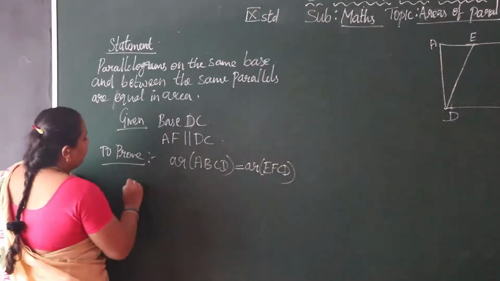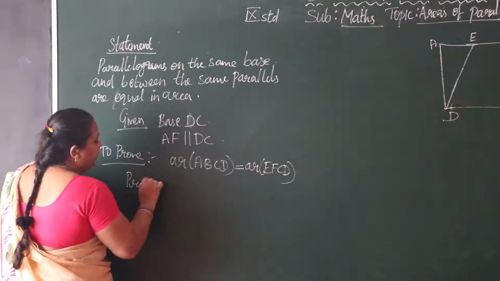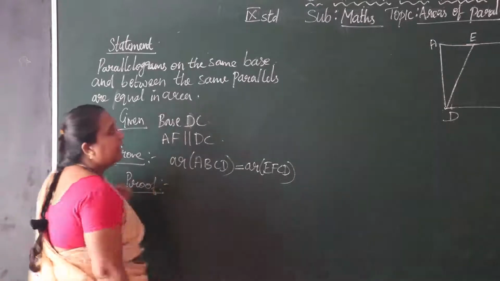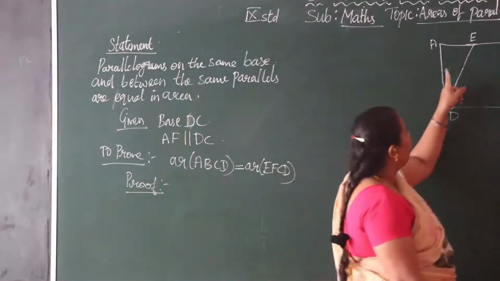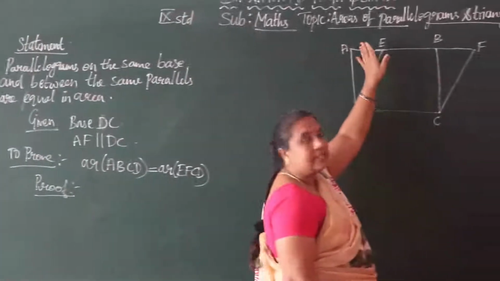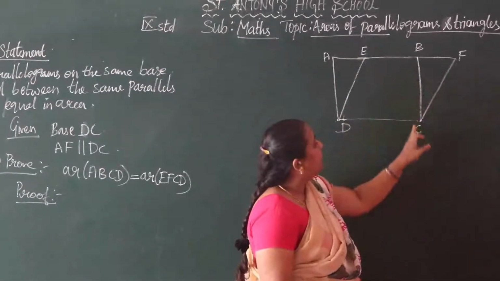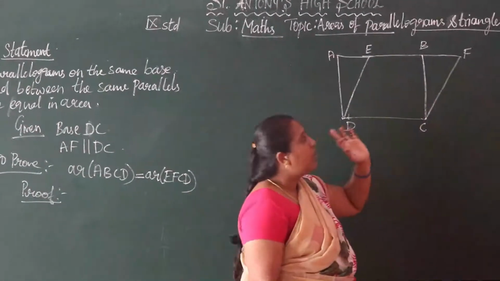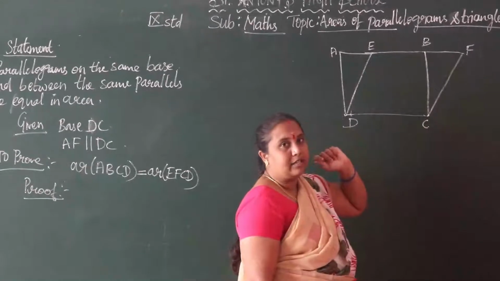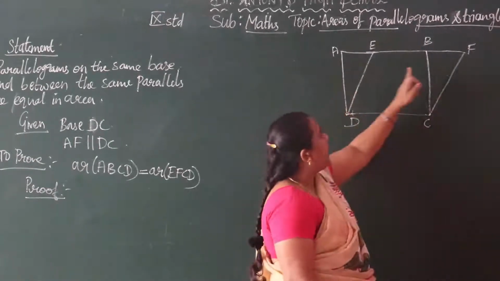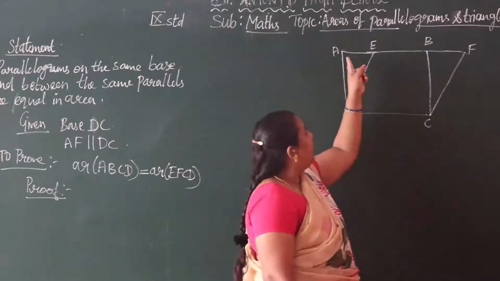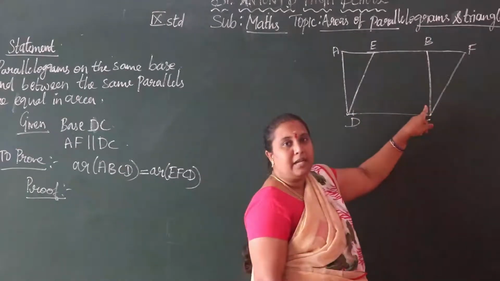So for that proof, consider two triangles here. One triangle is ADE, and another triangle is BCF. So we have to consider these two triangles. AD is parallel to BC in a parallelogram.